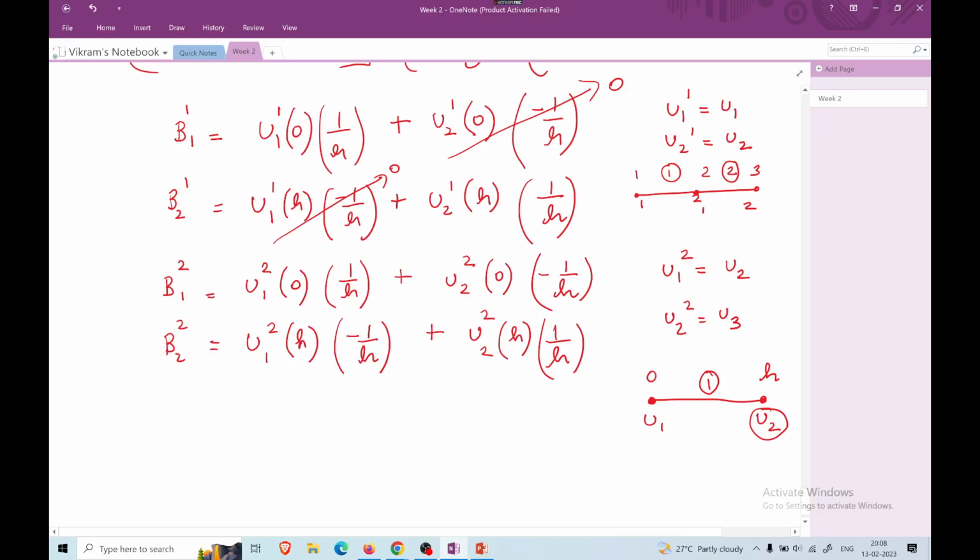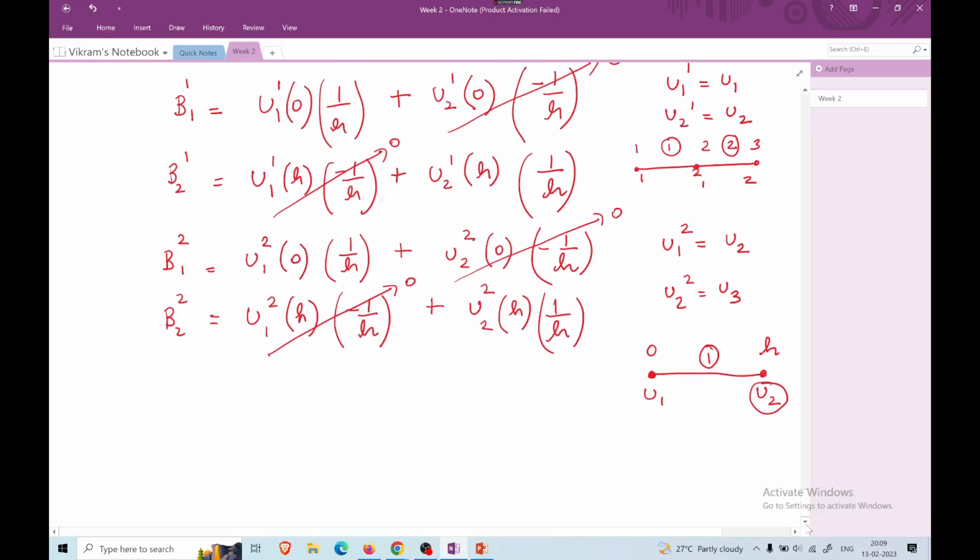So similarly for here I can cancel this as 0, and for this I can cancel as 0. Is there any doubt? No, sir. Okay, so only some more time, I will quickly finish this now.